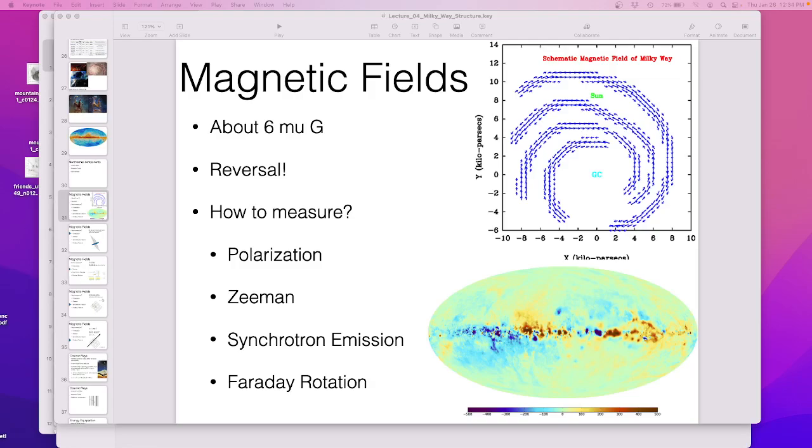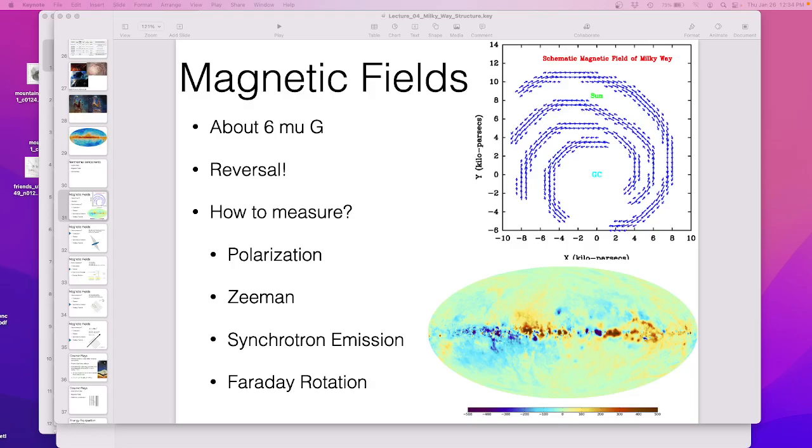However, we have 100 kiloparsecs of this magnetic field. So there's way more magnetic energy, all told. But it's very thin. But it's important, and it's there, and it's in the way, and it's doing stuff. So how do we measure it?